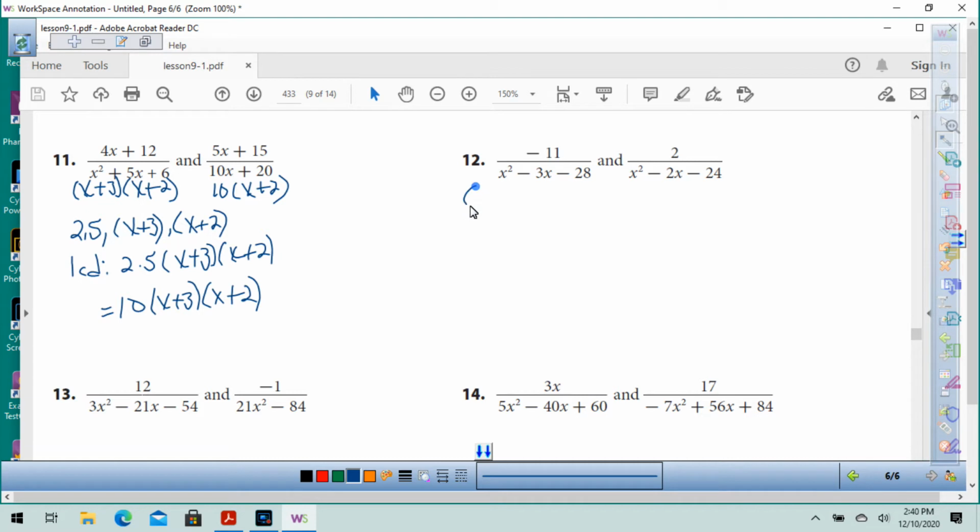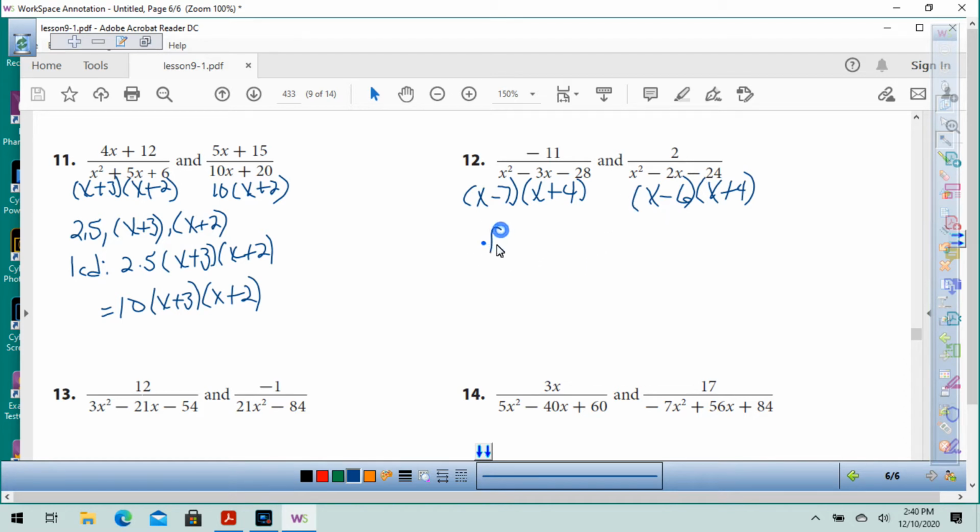Over here, what do we got? x minus 7 times x plus 4. All right. Negative 7 plus 4 is negative 3. Negative 7 times 4 is negative 28. Let's go over here. We got x minus 6 and x plus 4. All right. Negative 6 plus 4 is negative 2. Negative 6 times 4 is negative 24.